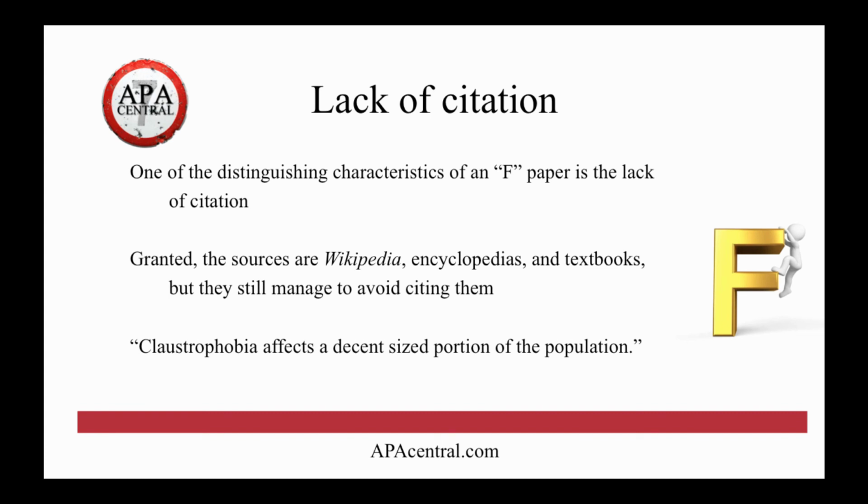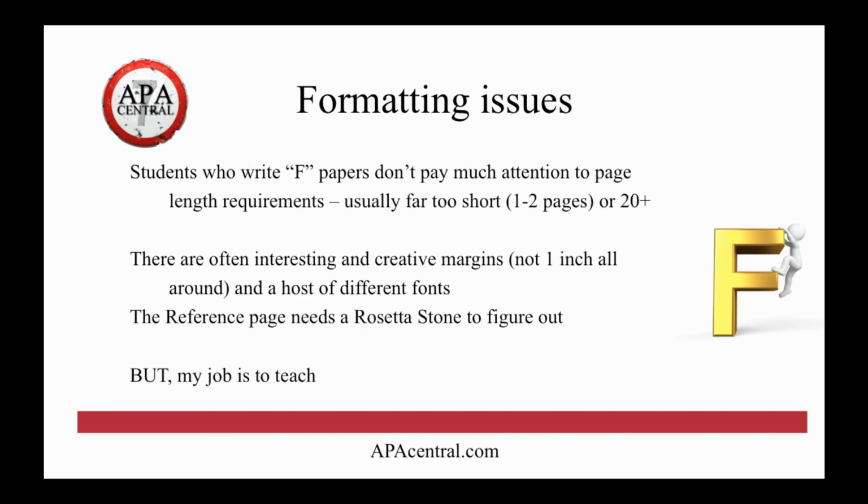One of the distinguishing characteristics of an F paper is an utter lack of citation. Now, granted, they're using sources like Wikipedia, encyclopedias, and textbooks, but they still manage to avoid citing them. So that's an actual line too about claustrophobia. It affects a decent-sized portion of the population. So that would really require some kind of citation and I know some actual numbers about what decent-sized.